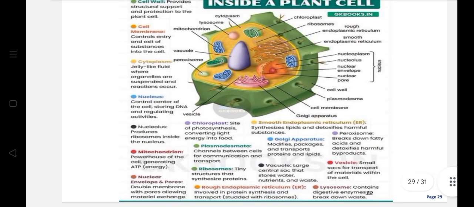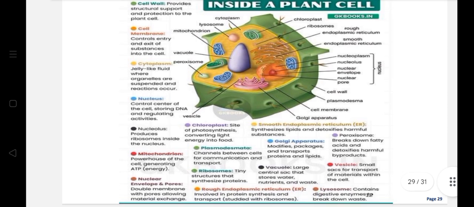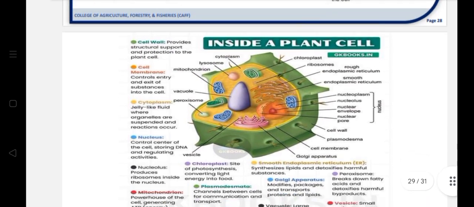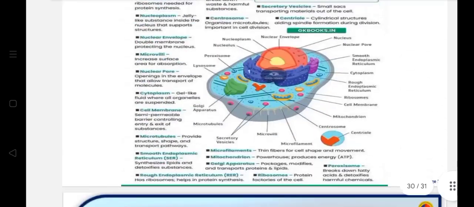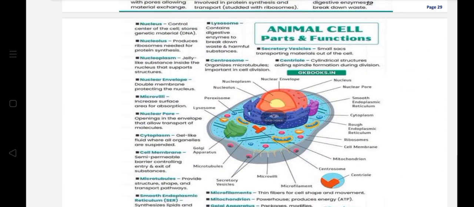But then again, I want you to study and read all of the parts and functions of a plant cell as well as the animal cell. So the main difference is that plant cells are built for structure and food making, while animal cells are built for flexibility and movement. Both, however, are eukaryotic and share many of the same organelles.